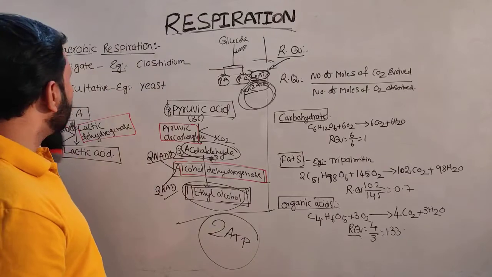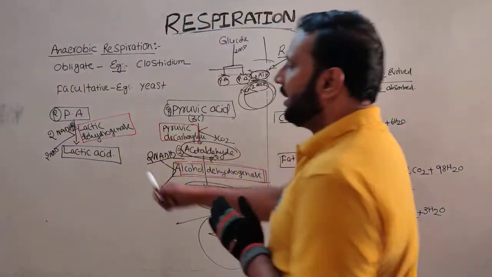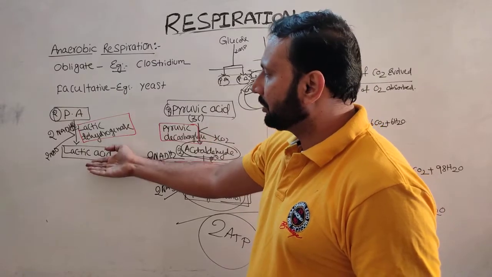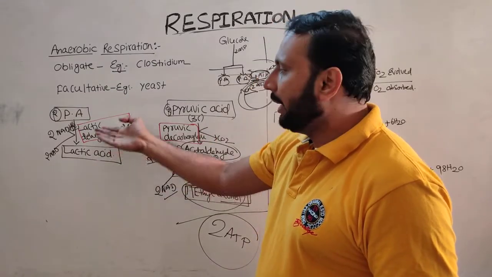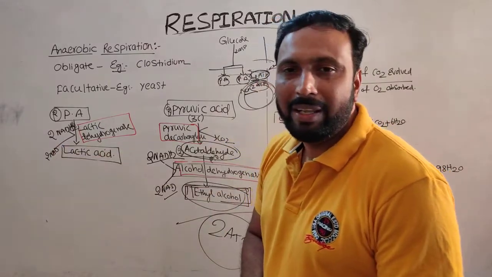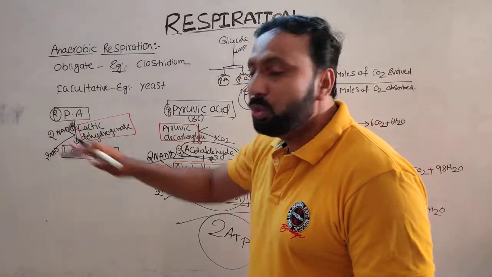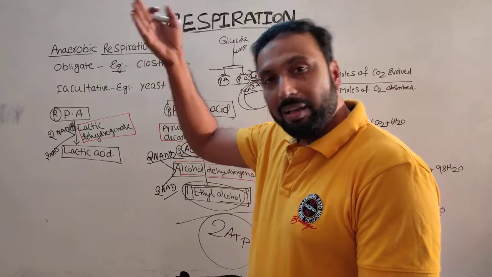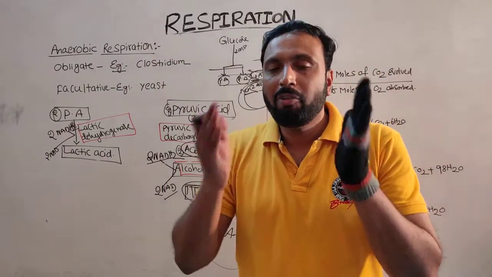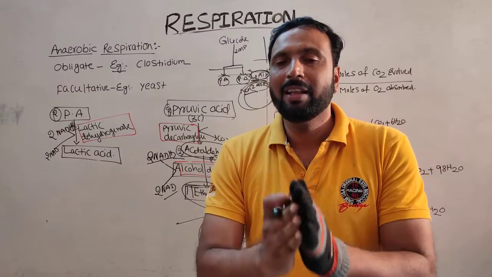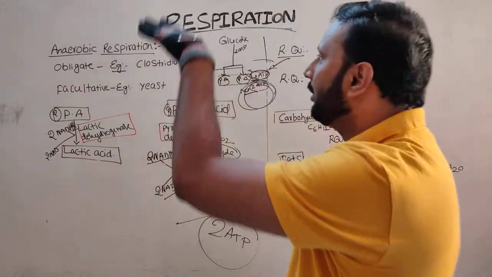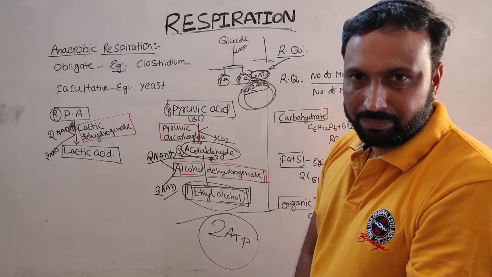Not only that process, observe another one, lactic acid formation. Same thing: the pyruvic acid undergoes reduction to form lactic acid in the presence of lactic dehydrogenase. For that, two NADH2s are required, and the two NADH2s are formed in glycolysis only. So in anaerobic respiration, the final result is only 2 ATP. So this is anaerobic respiration.